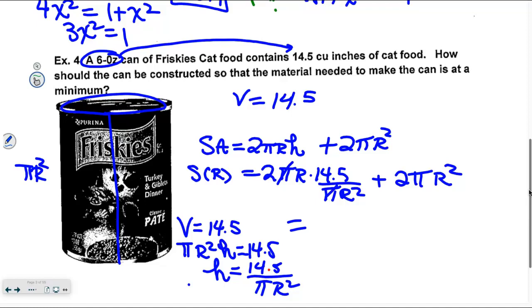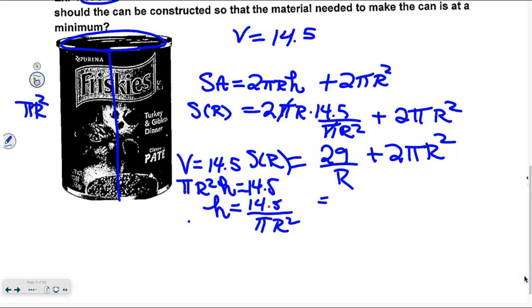All right, anyway, I'm going to cancel my pi's. I'm going to get a 29 over my r, because my r is going to cancel, plus 2 pi r squared is now my primary equation as a function of me changing the radius of the can only. All right, now I can take the derivative. A little bit of an easy power rule going on. Negative 29 over r squared. Agreed? Because it's just 29 r to the negative first.